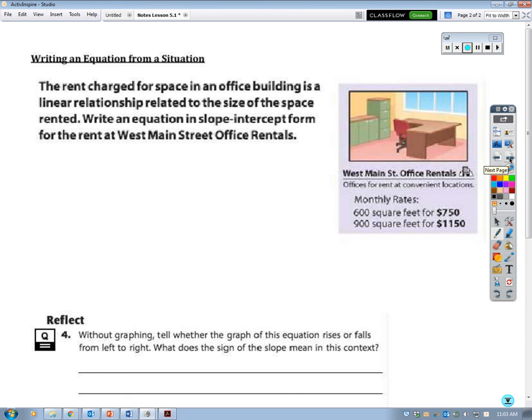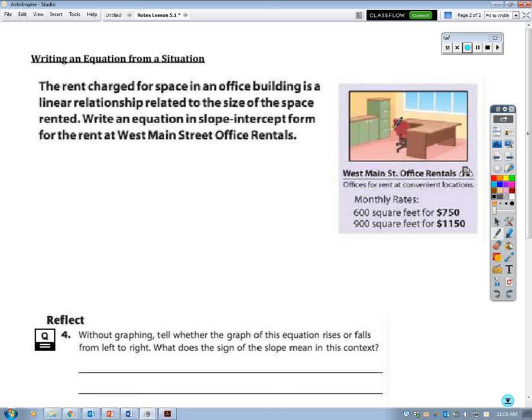Okay, so we're going to write an equation from a situation. This scenario is giving us the rent charge for a space in an office building, and it's a linear relationship related to the size of the space rented. Okay, so rent is related to the size of the building. Write an equation in slope-intercept form for the rent at West Main Street office rentals.